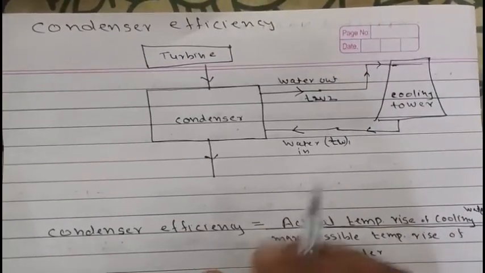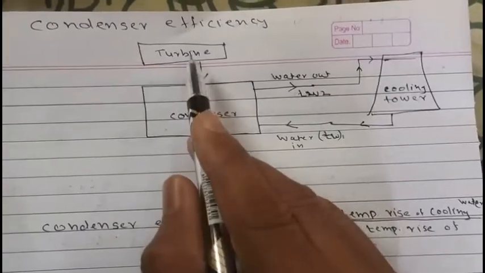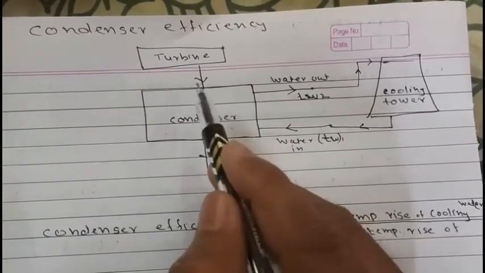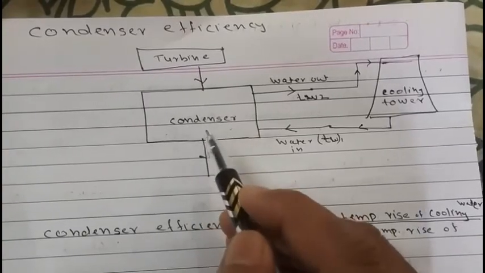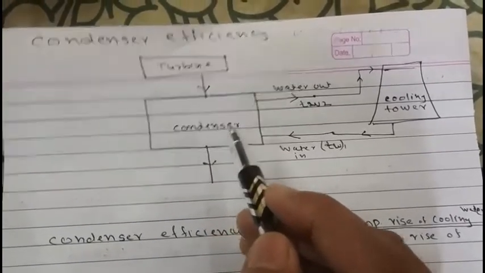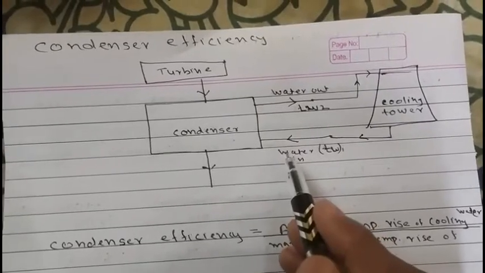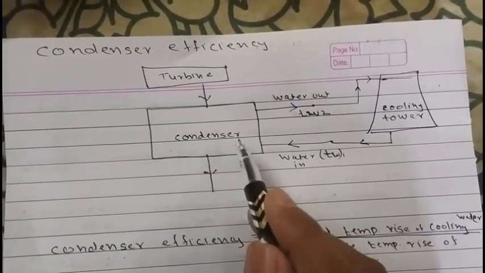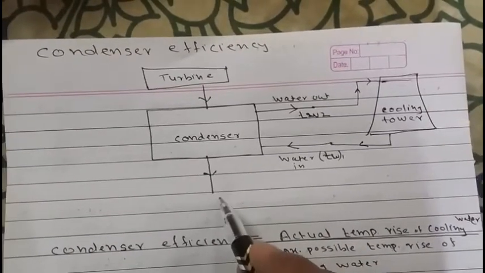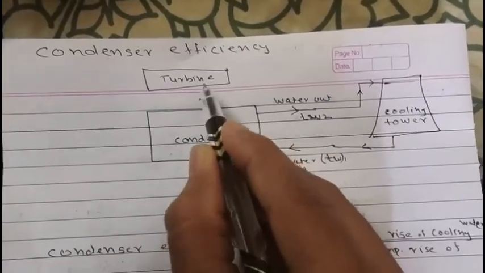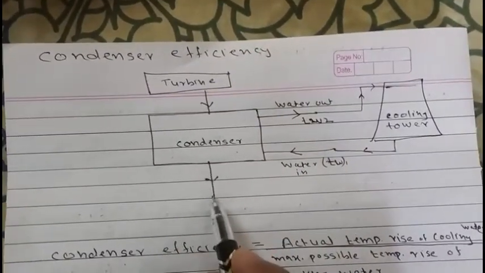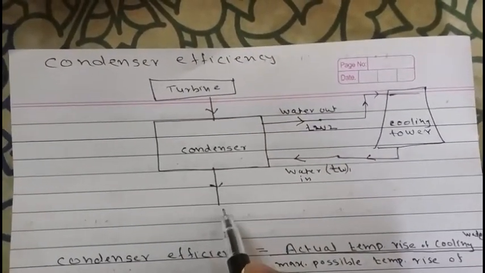We know that after the expansion of the steam in the turbine, that steam, which has a very low pressure and low temperature, will enter into the condenser where it will come in contact with the water. It may be direct contact, it may be indirect contact, and as a result of contact with the water it will get condensed. This is the steam coming from the turbine, it will mix with the water, and this is the condensed steam that will come out of the condenser.